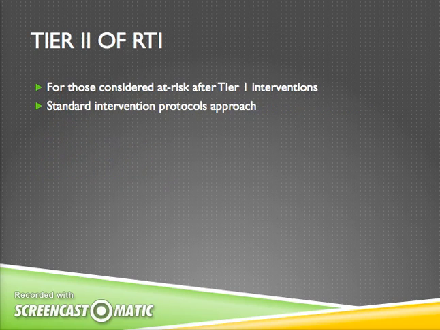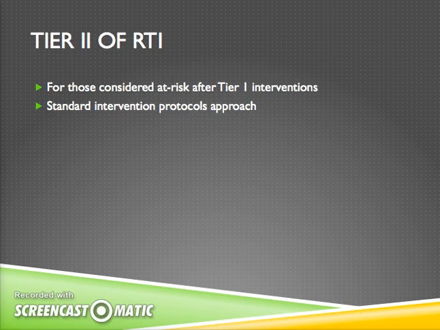So when students are not successful under Tier 1, we say they are considered at risk. Those students will be moved to Tier 2 of RTI. Tier 2 focuses on a standard intervention protocols approach, and essentially what that means is that interventions are predetermined by a team of people. So within the school that you work at, there's a team of people who've decided what the Tier 2 interventions are that they're going to try with students who are considered at risk.